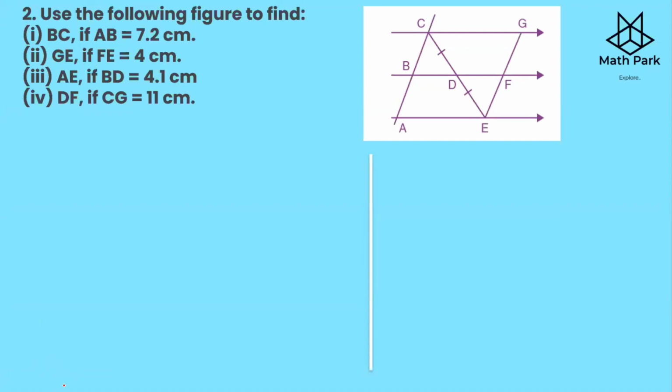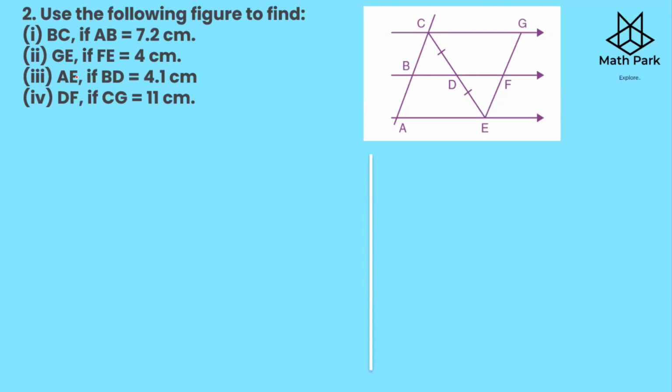When three or more lines are parallel to one another, we have line L parallel to M parallel to N, and then CE, DE, and AC are three transversals. If the intercept, that is the part between two parallel lines made by one transversal, is equal, that means you have CD is equal to DE, then the intercepts made by the other transversals are also equal. That is, you have CB is equal to AB, and also you have GF is equal to EF. This is what is called the equal intercept theorem, which we are going to use while solving this exercise.